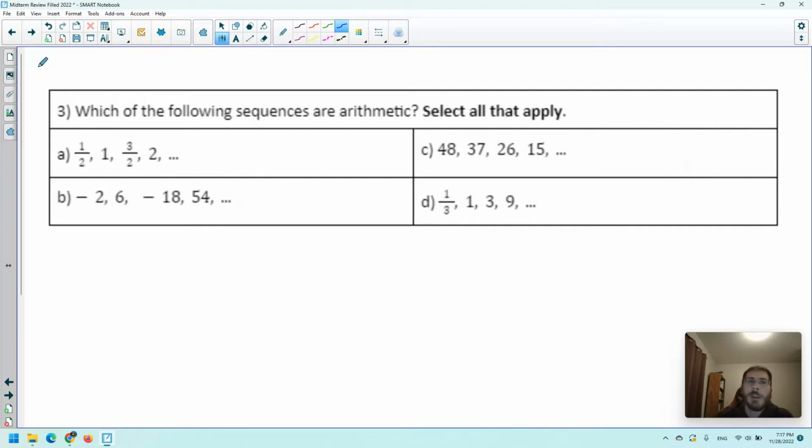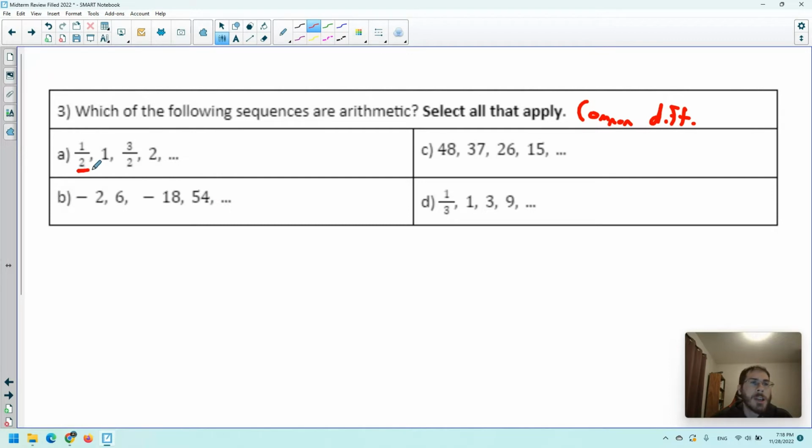Number 3, which ones are arithmetic? So remember, for arithmetic, we need to have a common difference. So in order to find a common difference, what we want to do is subtract everything to see if we're always subtracting or adding the same amount.